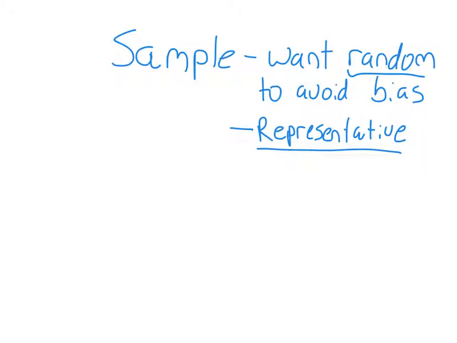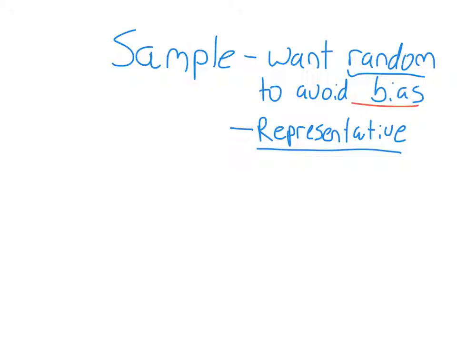I want the people who participate in the study, the people who tell me how often they exercise, to be random. I don't want to pick certain people, because that may give me results that don't indicate what the population is like. And that's precisely what a bias is. A bias is where you pick a sample that's more likely to yield a certain result.